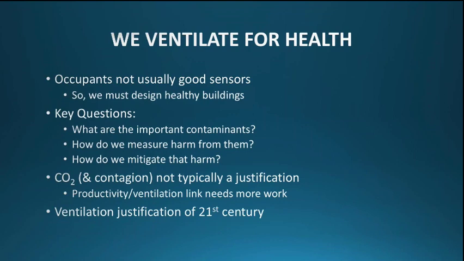Occupants are not good sensors for most contaminants. They don't know when they're being exposed to an unhealthy amount of formaldehyde or PM 2.5 or something like that. So it's very important to know what the key contaminants are, what we can measure harm from them by, and how we mitigate them, and how we use CO2. I'm not going to talk much more about that, but that whole issue of determining contaminants of control, contaminants of concern, is one of the major research activities that we and other people around the world are involved in.